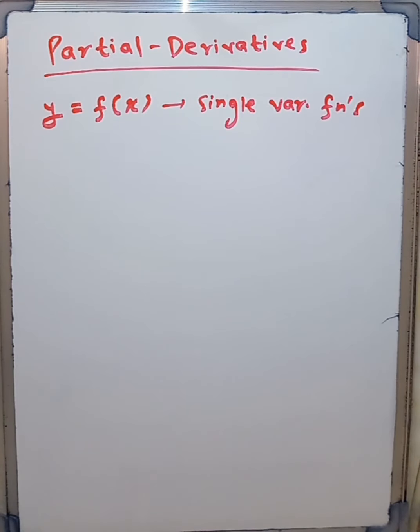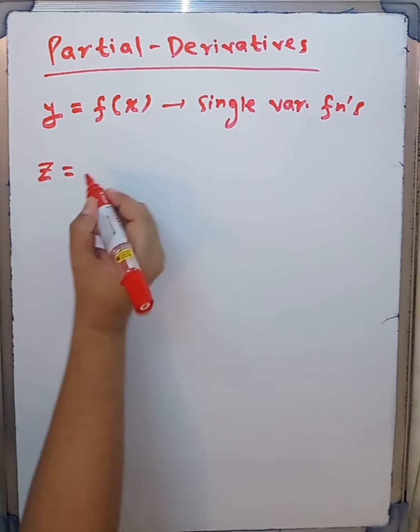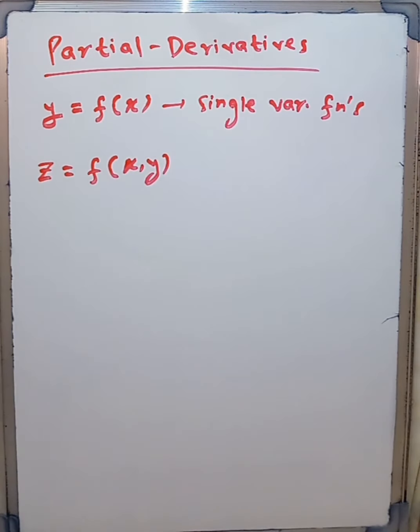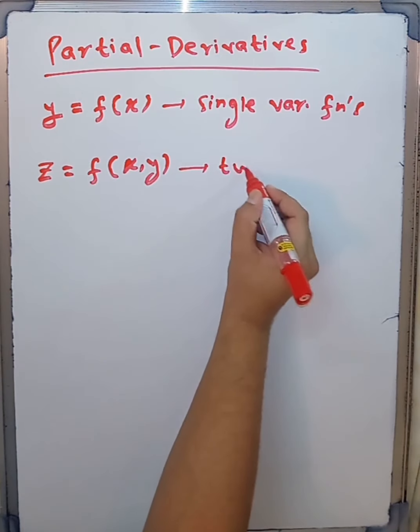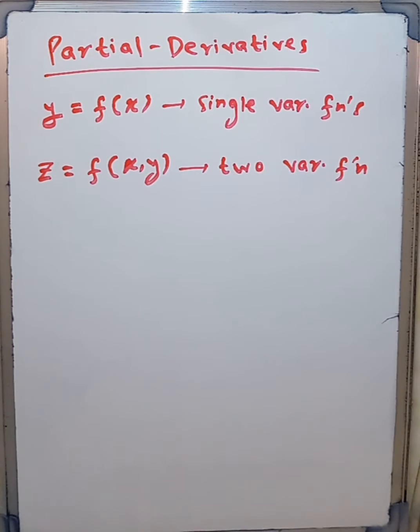Now we will deal with functions of several variables. Suppose we have a function z is equal to f(x, y). This is a function of two variables. And similarly, we can have functions of 3 variables, 4 variables, and so on.